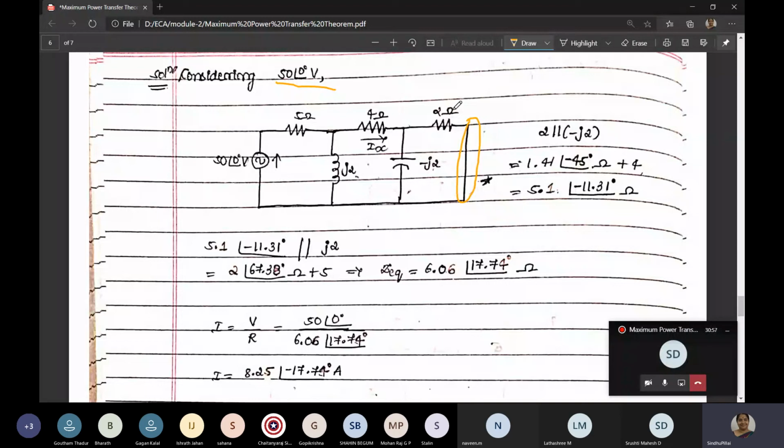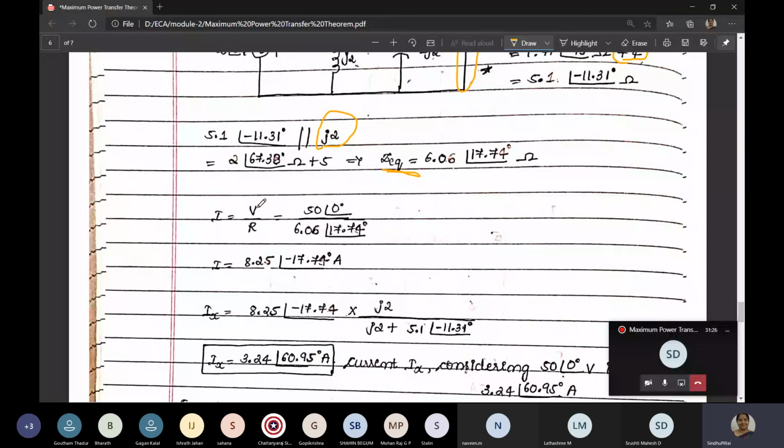So minus J2 and 2 are in parallel. When they are in parallel, you will get one answer. Then that is in series with 4 ohm here. Whatever the answer you get, that is in parallel with J2. After that you will get one answer, that is nothing but Z equivalent. That is the equivalent resistance of this complete network. So what will be the current? I is equal to V by R. Just substitute it. You will get the main current. I is the main current.